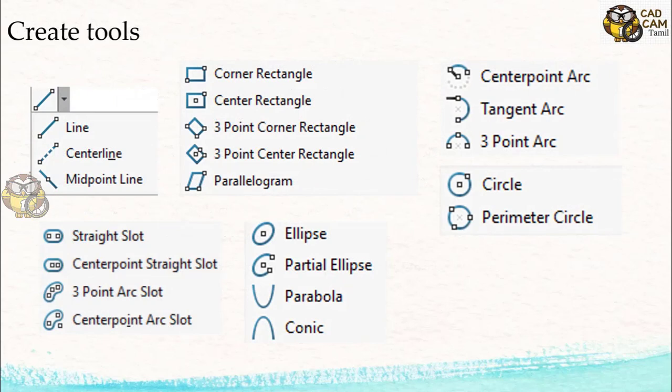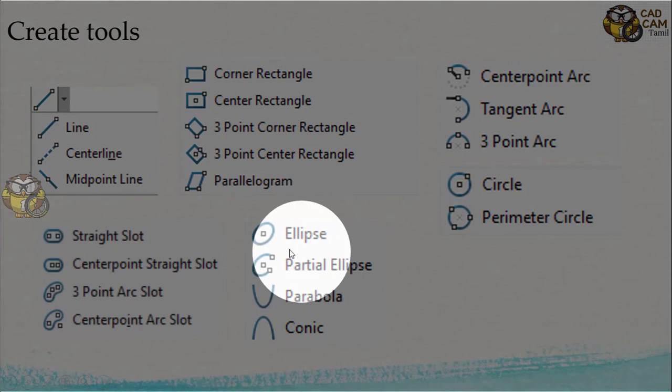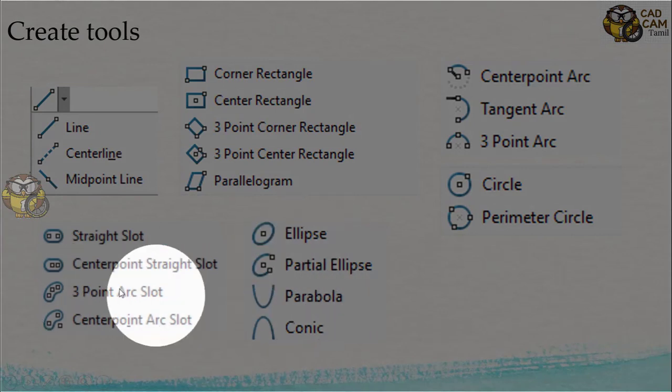So these are the creation tools, the tools for creating the sketch. These are very basic tools. We are starting from the line, then rectangle, then circle and arc. Then some advanced tools also we are going to discuss today, like the different types of slot tools available here, and also the ellipse.